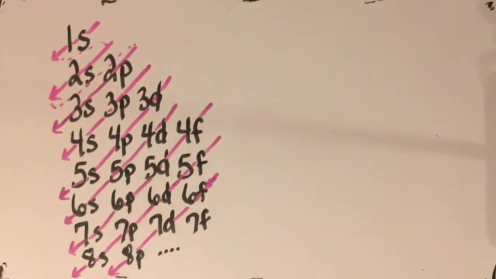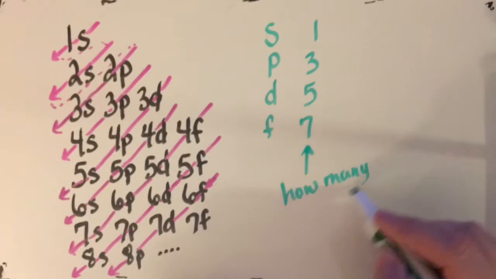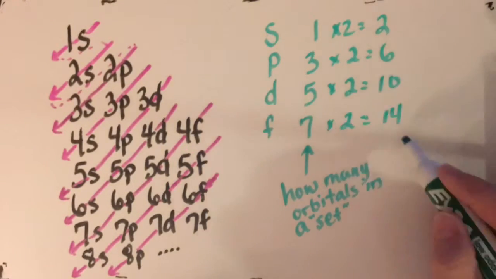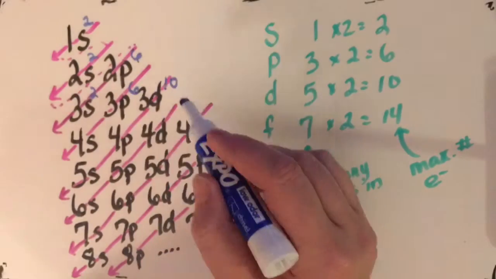Remember that s orbitals come in a group of 1, holding a maximum of 2 electrons. P orbitals come in sets of 3, holding 6 electrons. D orbitals come in a set of 5, holding 10 electrons. And f orbitals in a group of 7 hold 14 electrons.